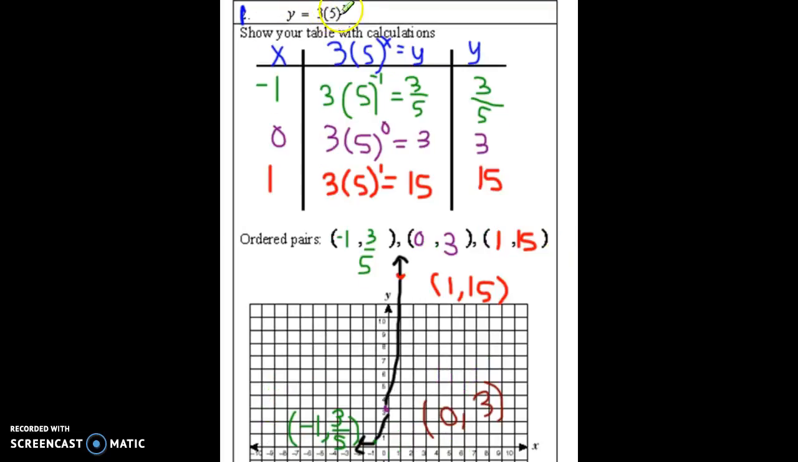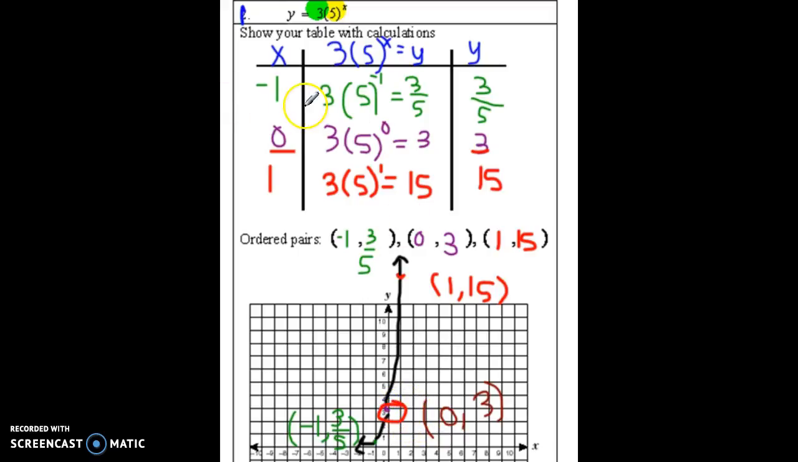In problem number 2, my base is 5, which is greater than 1, so this is going to be exponential growth. My a value is 3. That's going to be the y-intercept. So I'm going to start by plugging in 0. So when I plug in 0, I get 5 to the 0 power, which is 1 times 3 is 3. So that is my y-intercept. So I have 0, 3 right here in the graph.